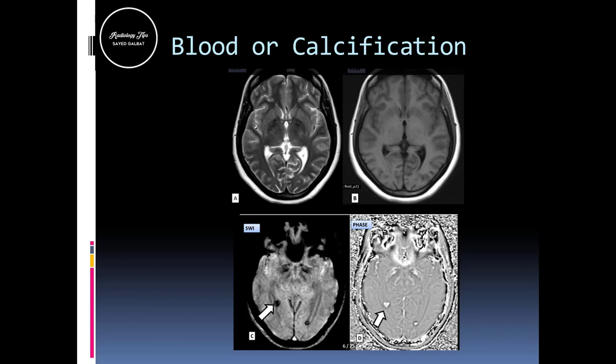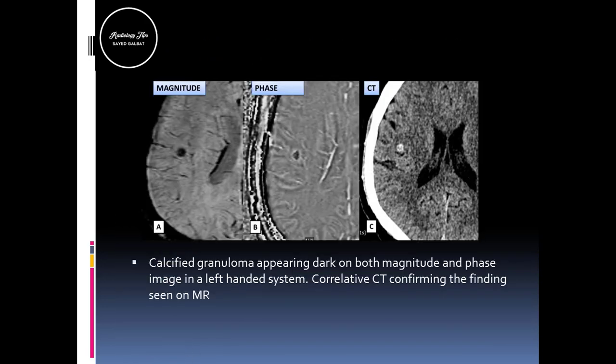What if it's a calcification? Let's have an example. So this is a calcified granuloma in the CT. In the SWI, it's of low signal, and if you look at the phase image, it's also low. So this is a calcification and not blood. And this is how to differentiate between blood and calcification in SWI. You will need to look at the SWI and then the phase image.